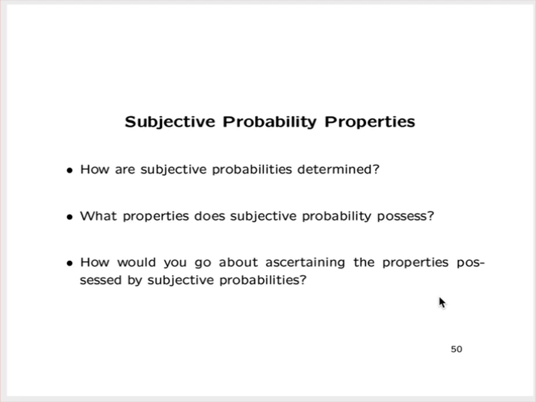All right, so I just have a few questions that I want you to think about regarding subjective probabilities. Remember that we said that subjective probabilities are personal probabilities, and there's no real way to quantify or qualify or prescribe how we come up with them. And that's because they are subjective. But the question is, how are subjective probabilities determined?